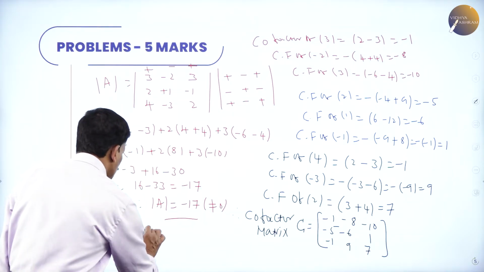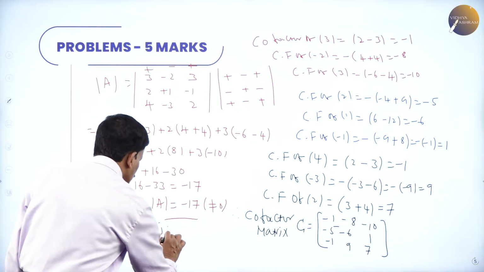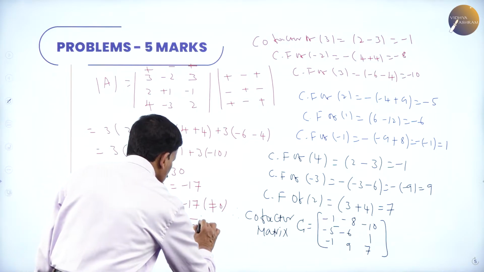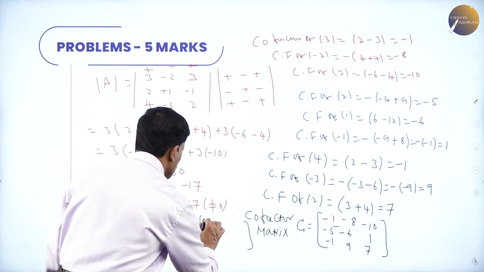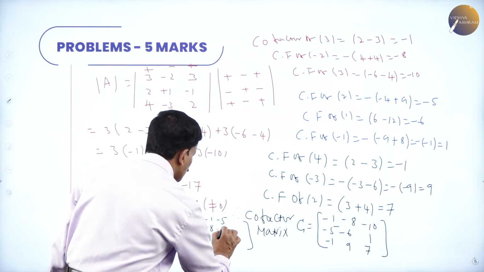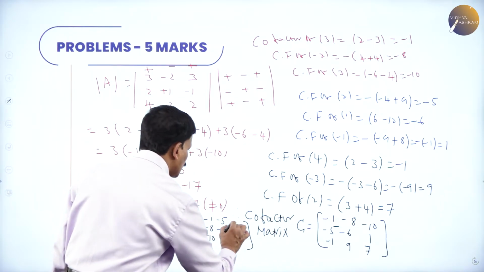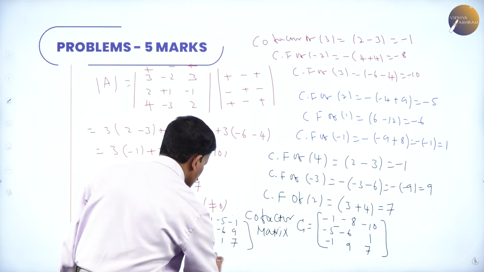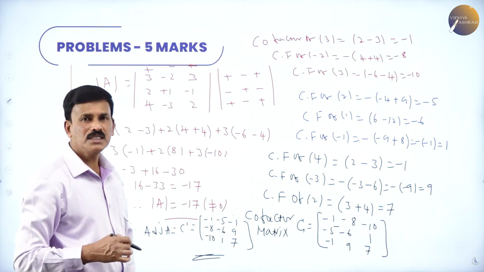Therefore, the adjoint of A is equal to C dash, the transpose of this matrix, that is minus 1, minus 8, minus 10 and again minus 5, minus 6 and plus 1 and minus 1, 9 and 7. This is the adjoint. Now find out the inverse.